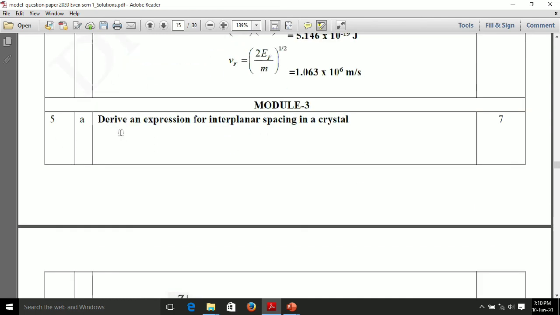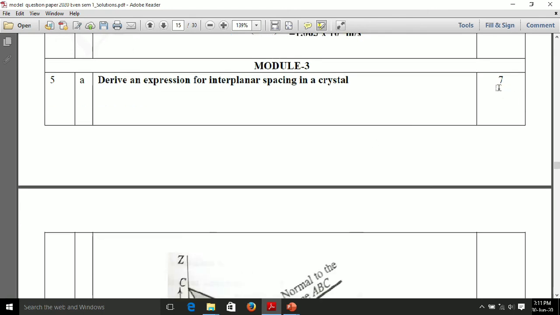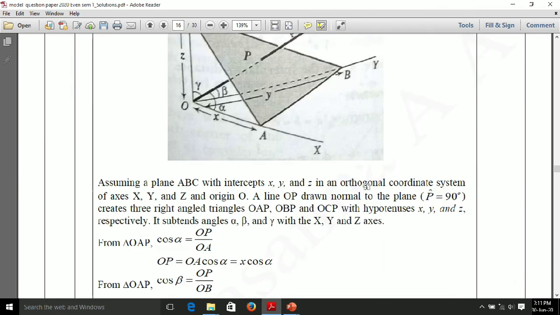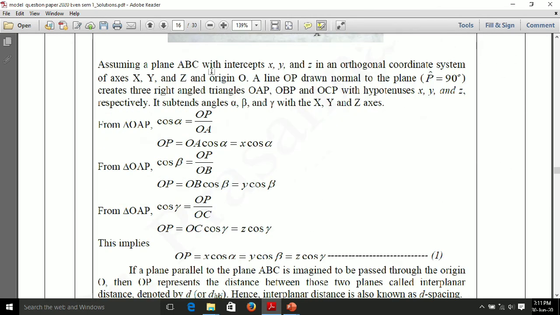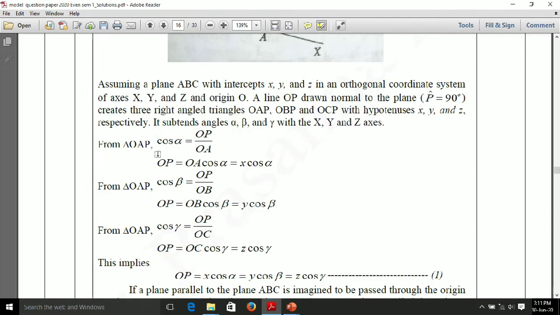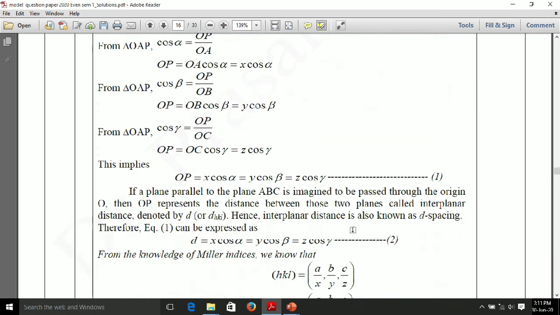Question number 5a requires the derivation of the expression for interplanar spacing in a crystal for 7 marks. So the figure carries 1 mark and the derivation 6 marks, and we divide this derivation also into 3 parts. For each part 2 marks will be awarded. For example, with reference to this diagram, you will write OP expressions in terms of x cos alpha, y cos beta and z cos gamma. For these 2 marks will be awarded.